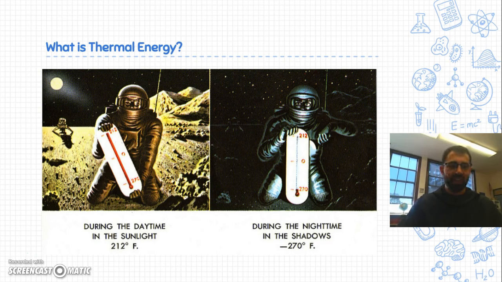So thermal energy, again, is the total amount of the energy of motion of the particles in that substance. Temperature, however, is the average kinetic energy of the particles of matter, as compared to thermal energy, which is the total kinetic energy of the particles.